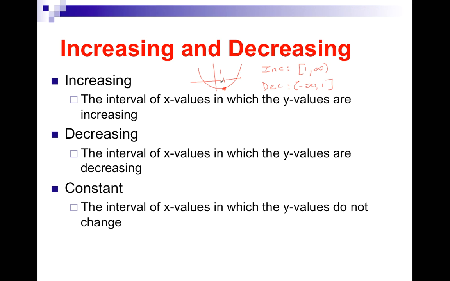And constant just means you have a horizontal line. You could get some sort of weird function that comes up here, goes like this, goes like this, and then it comes straight across, and then it does this. So we would say it was constant from A to B here. Not very many functions are constant like this, but you can have it.